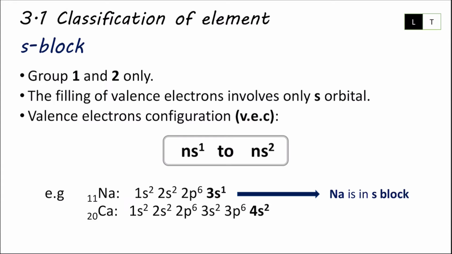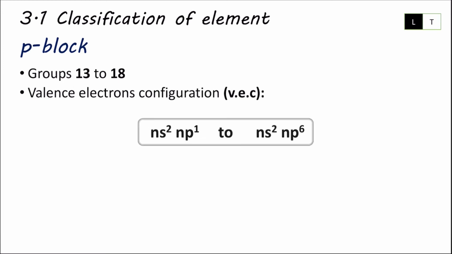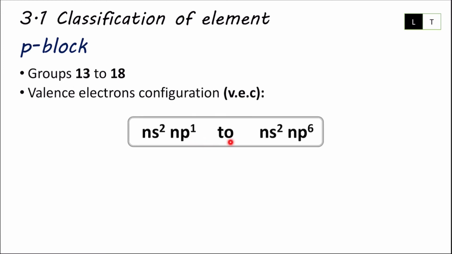Next, I have calcium. For calcium, the last filled subshell is 4s. We got 2 electrons in it, so you can determine calcium is in S block as well. Next, we go for P block. P block is only for elements in group 13 until 18. The VEC for P block is ns2 np1 until ns2 np6. You can see this is for group 13 until group 18. 2 plus 1, 3. 2 plus 6, 8.